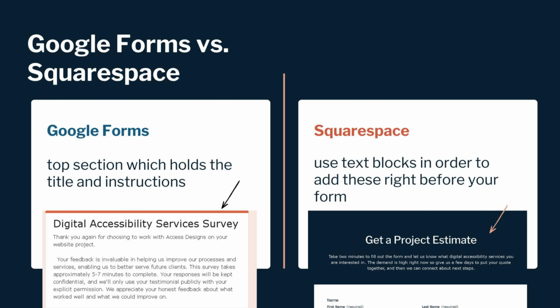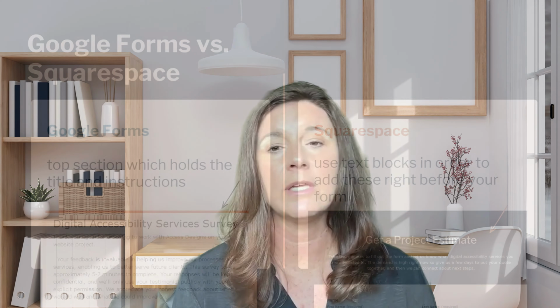In Google Forms, for example, we're all probably familiar with that top section, which holds the title and instruction. But if you're in Squarespace, the form blocks do not have a section built in for the title and instructions. So in here, you would need to use text blocks in order to add these right before your form.